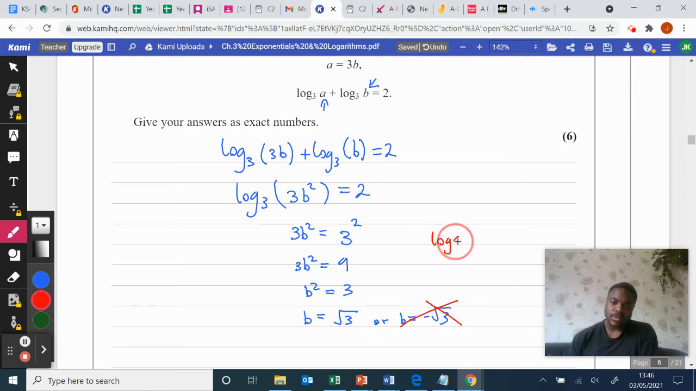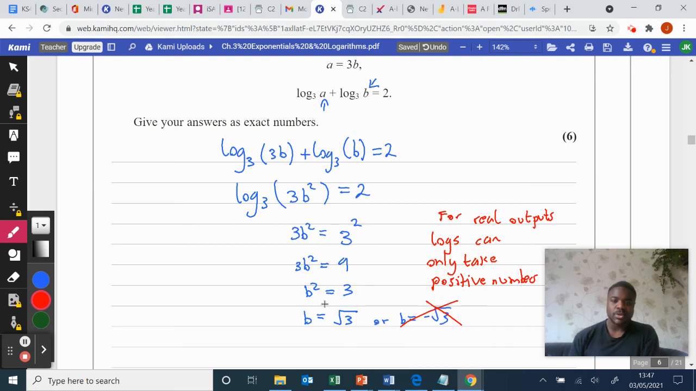logs can only take positive numbers. That's when we're talking about real numbers, okay? For real outputs. And by that, I mean numbers that are whole numbers, integers, fractions, even your irrational numbers, just not square roots of negative numbers and things like that. That's what I mean by real numbers.